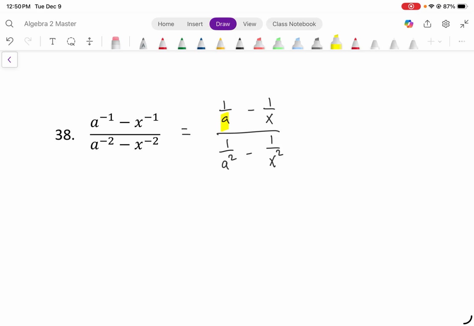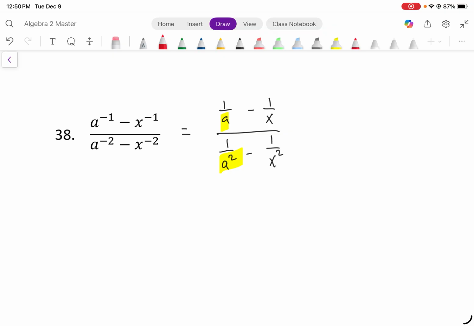Since a is a common factor of a squared, I don't need to multiply by a and a squared. I need to just get everything that has a common factor of a squared, similarly with x squared. So I'm actually going to multiply top and bottom. You can do a blanket statement, or you can do a little bit of upfront work to avoid having to do a lot of simplifying at the end.